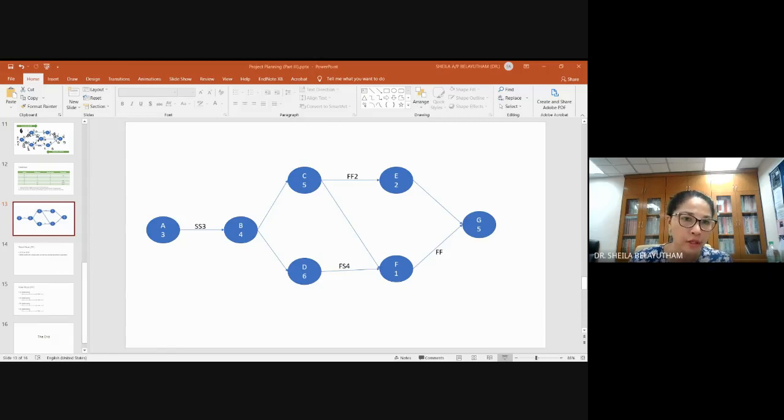For this, basically, it means activity B will start together with activity A. Start 3 after 3 days. So activity B will start together with activity A after 3 days.